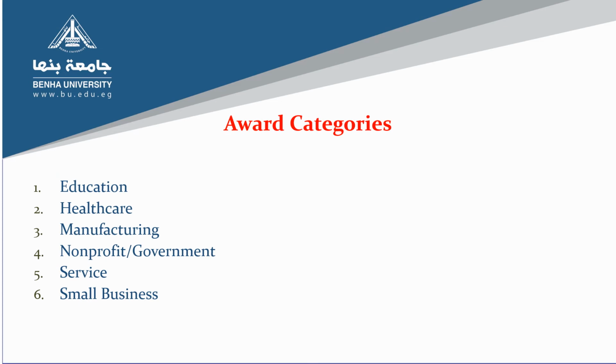Award categories. When the award was first presented in 1988, the award categories were manufacturing and small business. A few years later, a service category was added, and then categories for education and health care were added a few years after that. Also, the award can be applied to non-profit and governmental organizations.